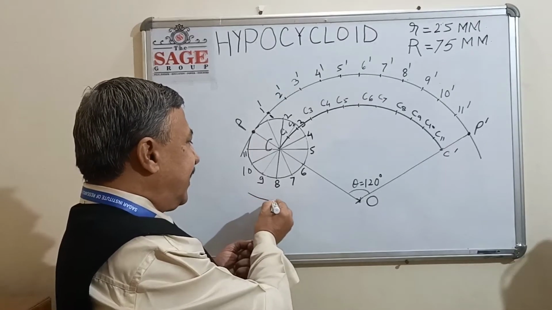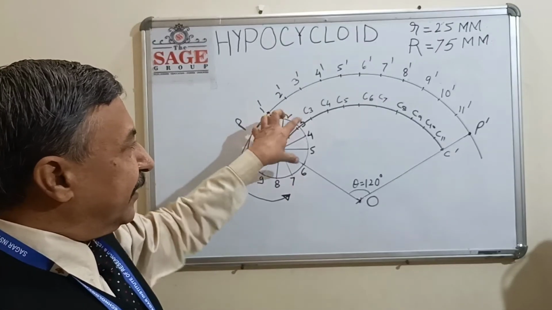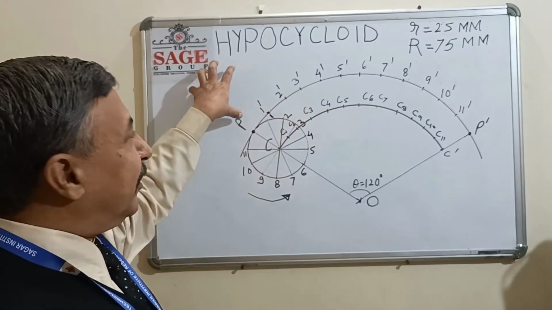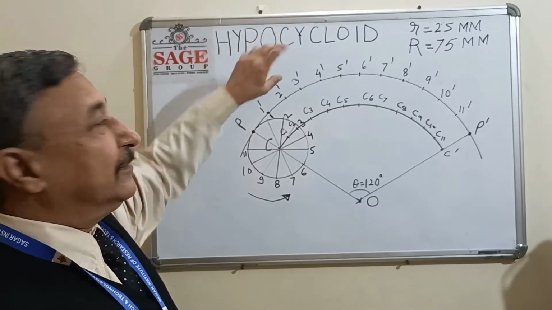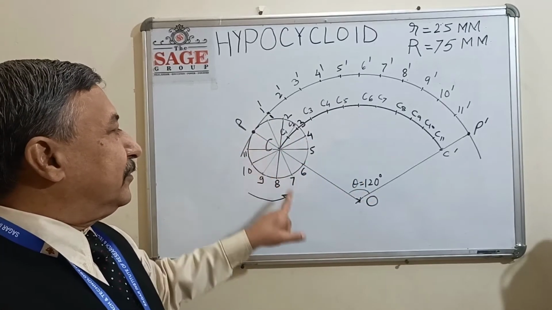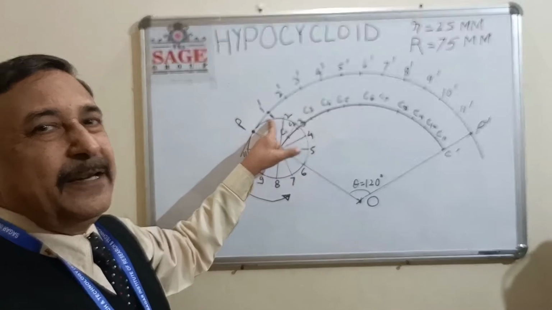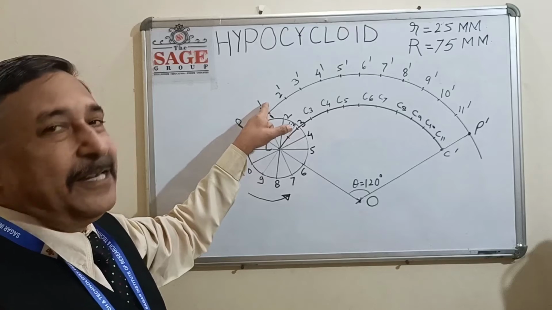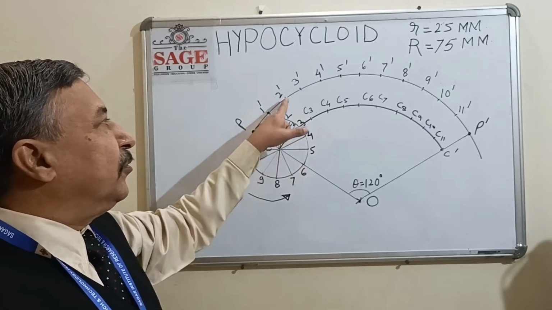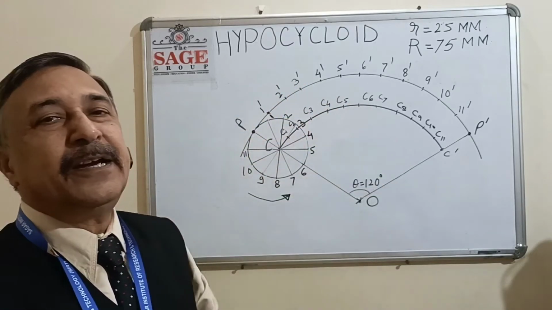Now see the rotation of the circle. Rotation of the circle is like this. And in epicycloid, the rotation of the circle is like this. Then only the curve is generated. So this rotation means that point 1 comes into contact with 1 dash after some time. After it starts rolling, 2 to 2 dash, 3 to 3 dash, if they coincide, then we generate the curve.